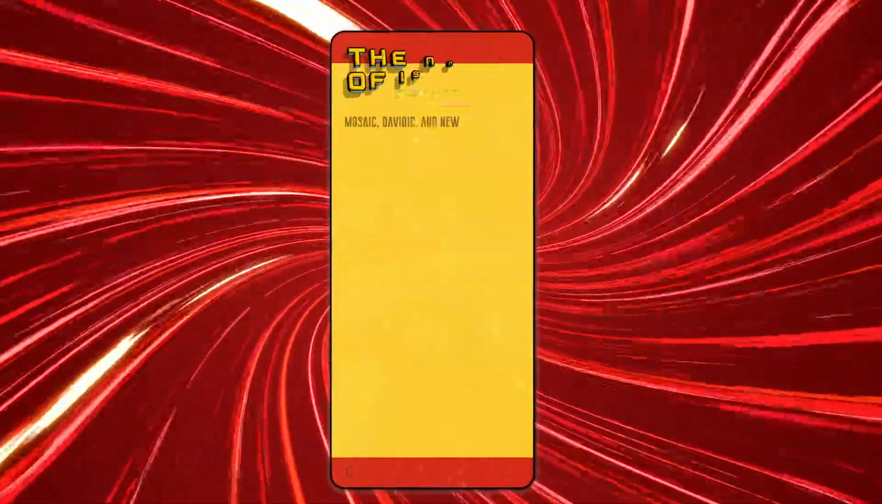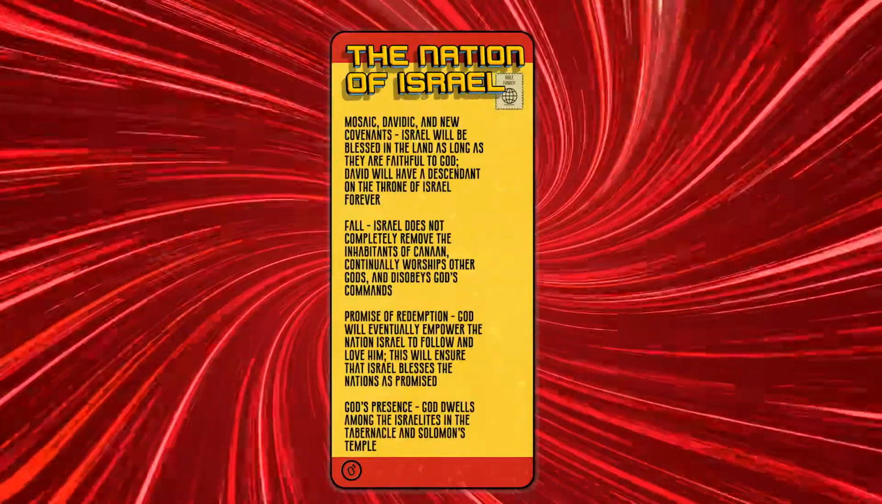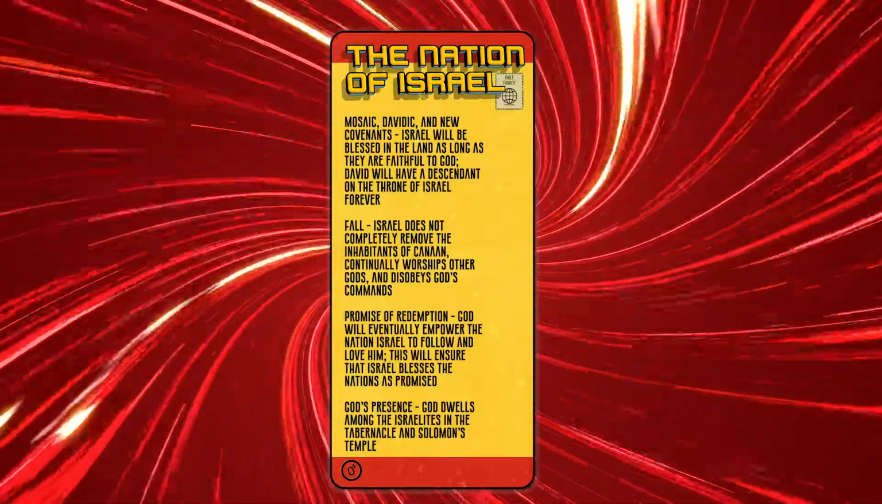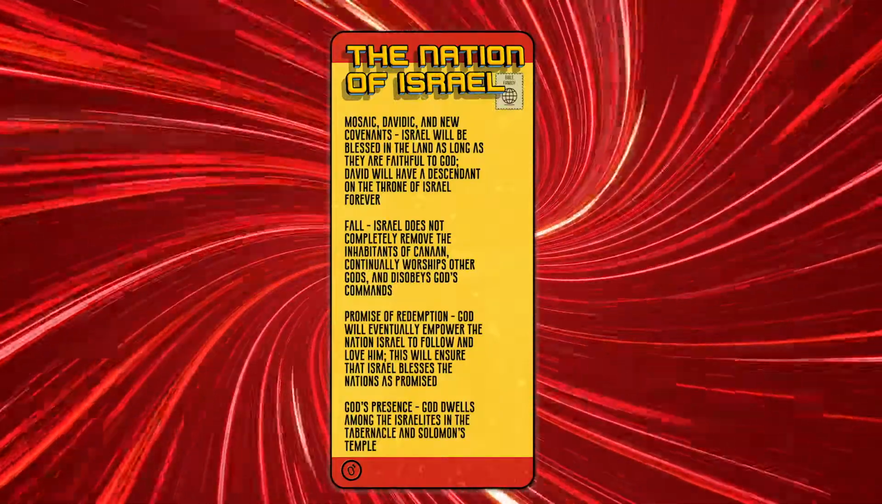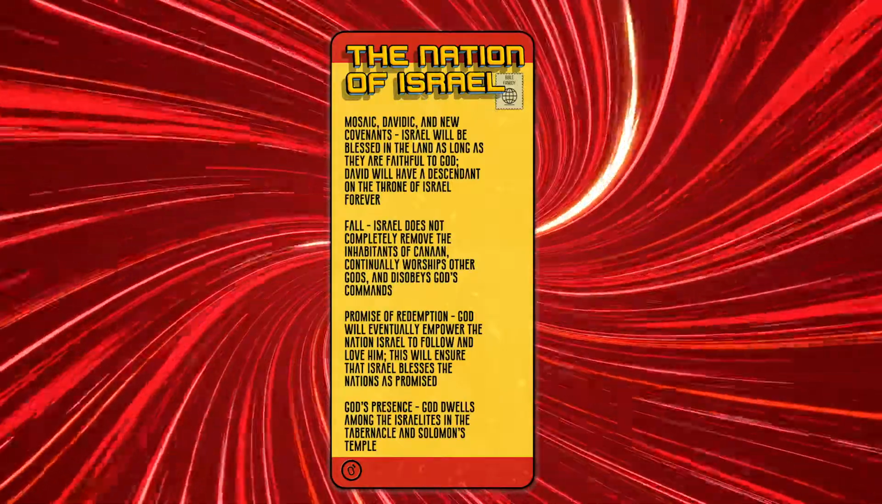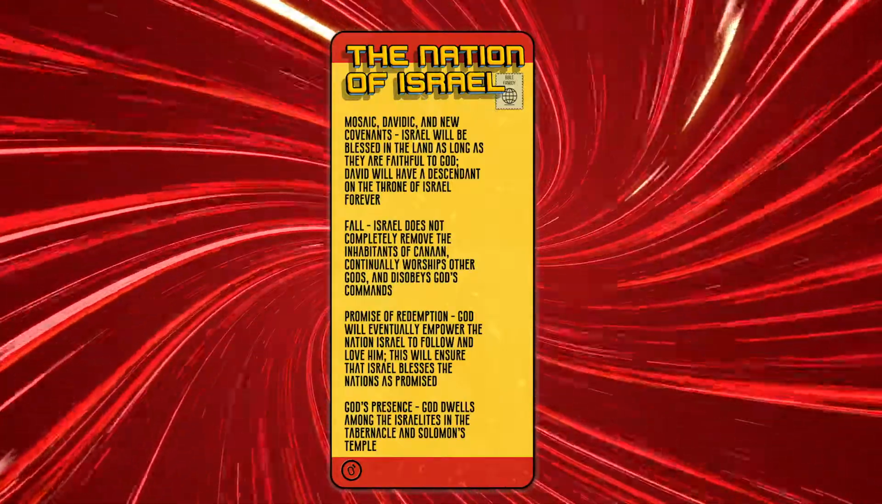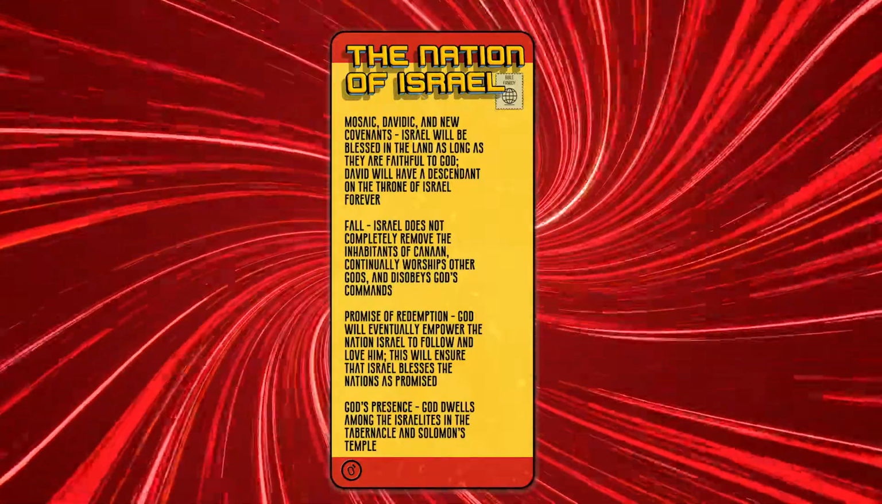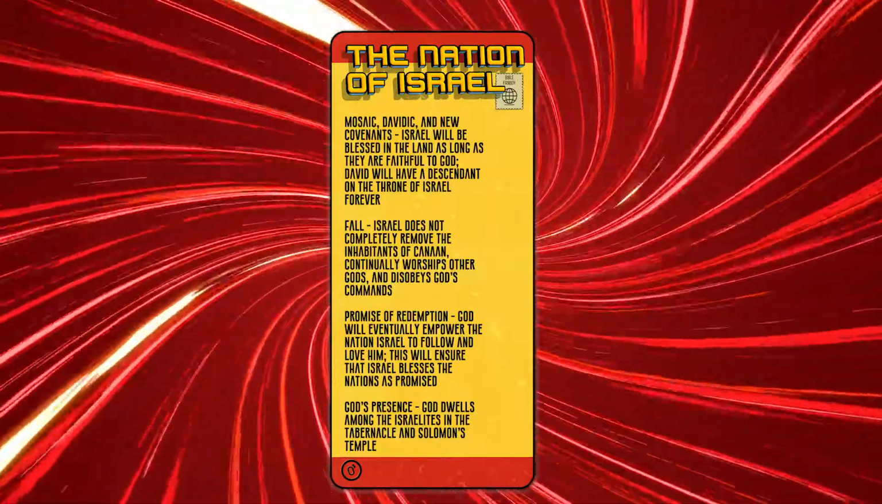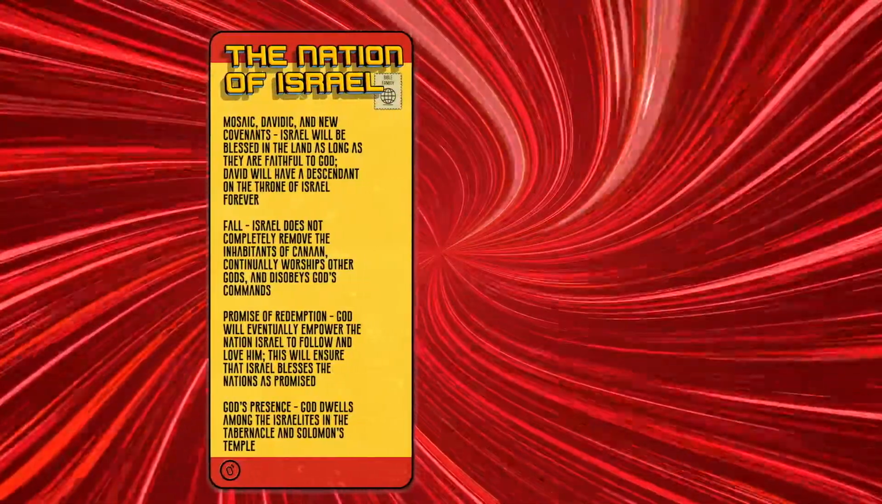The third section is the creation of the nation Israel. God tells the Israelites they will be blessed in the promised land if they are faithful, and they are to act as his priests to the nations. But they fall and are eventually exiled from the promised land, yet God promises that he will empower the nation Israel to follow and love him.